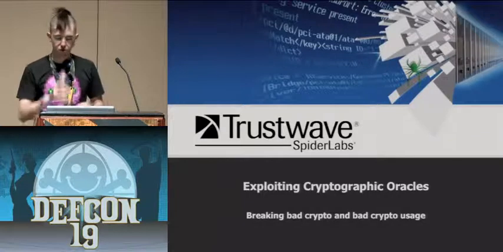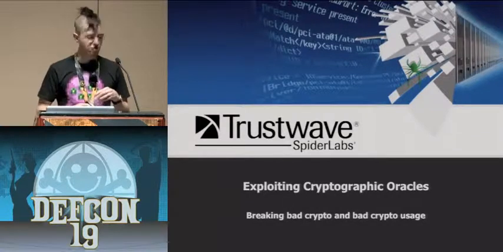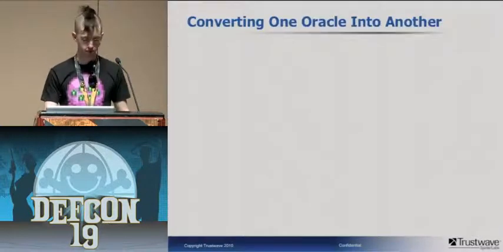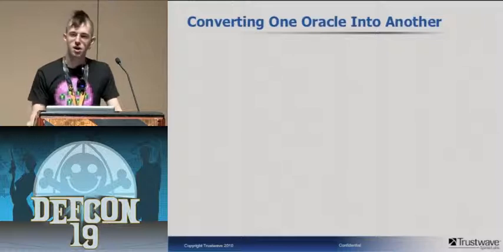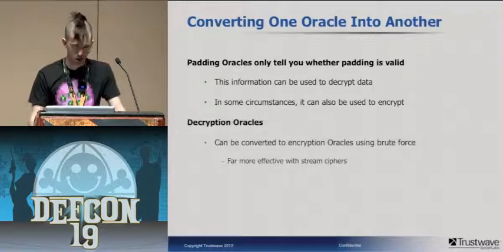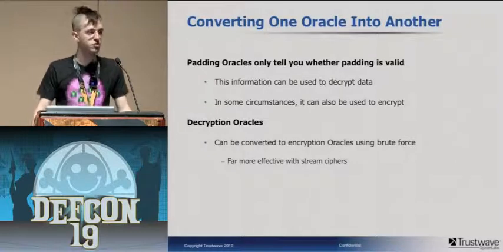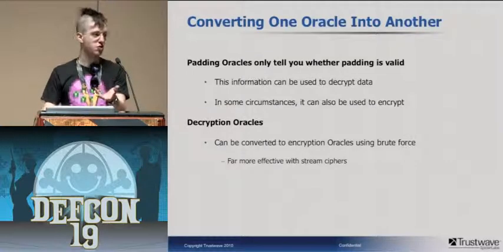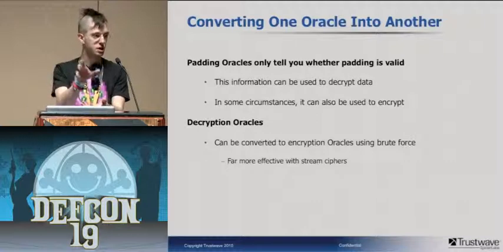So let's talk a little bit more about exploiting these crypto oracles. To convert one oracle into another, most of this involves brute forcing. So we talked about padding oracles and using them to decrypt and encrypt data. Decryption oracles can be converted to encryption oracles. And the idea is that you just brute force guess a whole bunch of ciphertext until it decrypts to what you want it to. And that way you have the plain text you want, and your input is really what you're looking for.